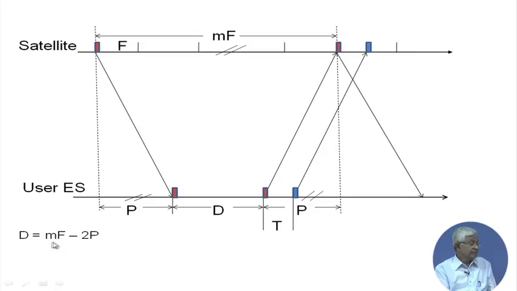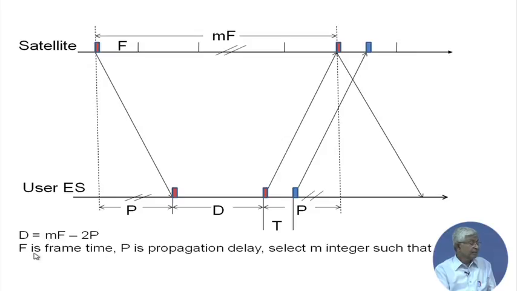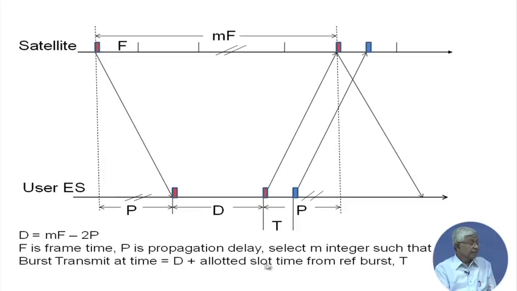So you have to iterate this, where f is the frame time, p is the propagation delay, and select m as an integer such that d is less than the frame time. Once you know that, the burst transmit time t with respect to d is d plus the allotted slot time from the reference burst. So from the reception of the reference burst, d plus t is the time when you are transmitting.